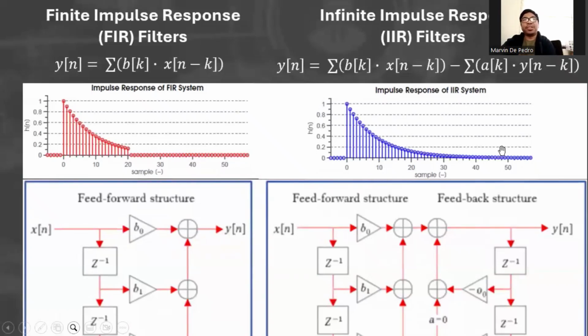There's an issue in stability. FIR is easy but less flexible. With IIR, we can have more complicated filters, but there's an issue of stability that we have to watch out for.